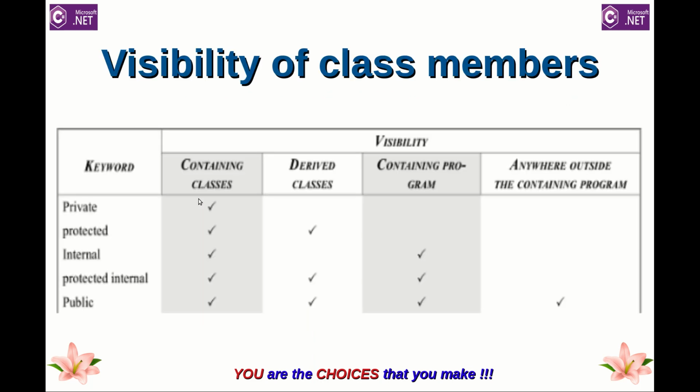So let us see what is the visibility of class members. This table describes the visibility of class members. These are the keywords that I can have. The class members can be inside the class, or in the derived class, or in the program, or anywhere. So these are the 4 possibilities that we are going to talk about. If you declare a member as private, it can be accessed only inside the class, and it cannot be accessed in the derived class or in the program or anywhere outside the containing program.